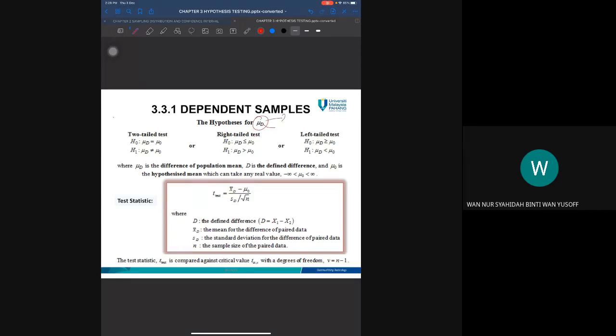So the formula that we have is similar to the single population mean. The difference is that you have notation d, for data difference. So there should be 3 different formulas, similar to a single mean. You will have mu d known or mu d unknown, and then n less than 30 or n greater than 30 to choose the formula. So how do we formulate the hypothesis for mu d?